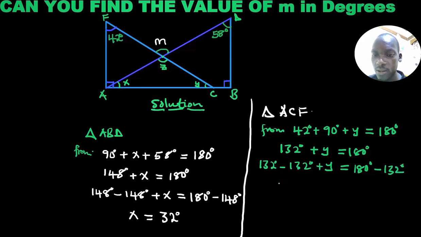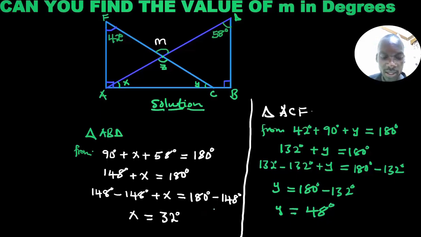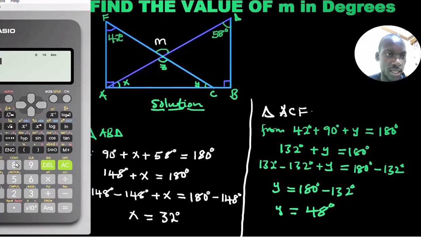This cancels out, and we remain with Y on the left hand side alone being equal to 180 degrees take away 132 degrees, and we get our Y being equal to 48 degrees. If you are not sure, you can employ the calculator. I get 180 minus 132, then I get 48 degrees.